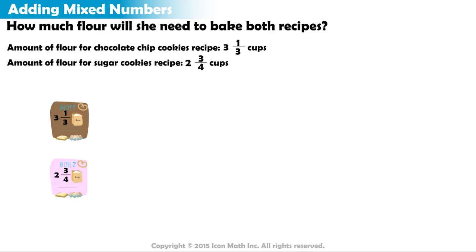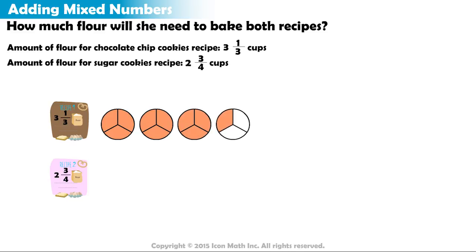Let's use visual models to represent our mixed numbers. 3 1/3 is 3 wholes and 1/3 of a whole, while 2 3/4 is 2 wholes and 3/4 of a whole.